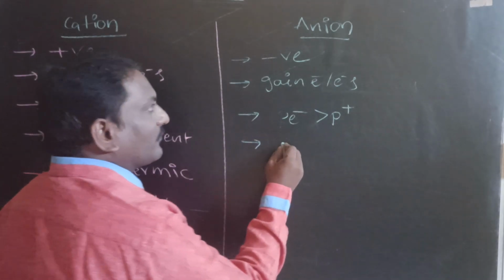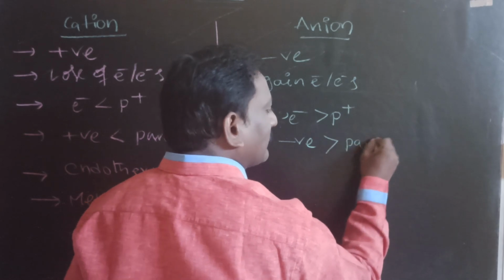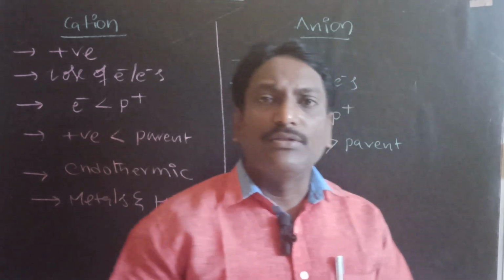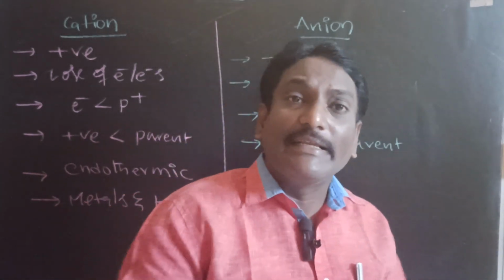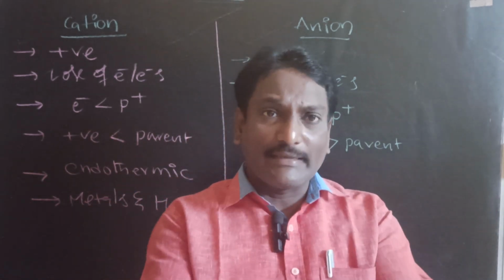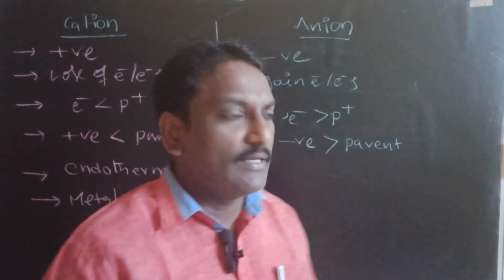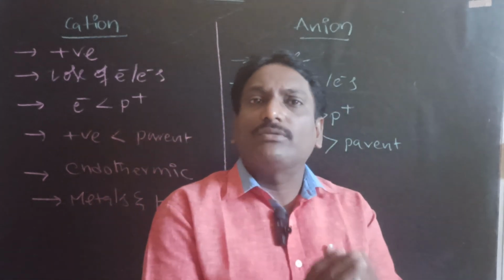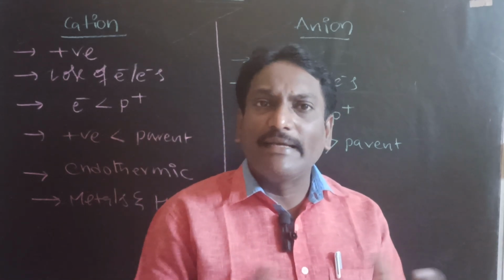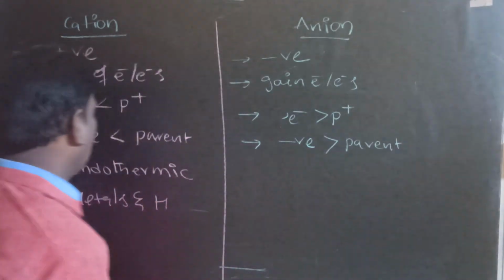Next, the size of an anion is greater than its parent atom because if the atom gains electrons, then the number of electrons in the shells increases. So the protons are unable to attract the electrons toward themselves. So the shells move somewhat far away from the nucleus. That's why the size of the anion increases, and the size of the anion is greater than its parent atom.